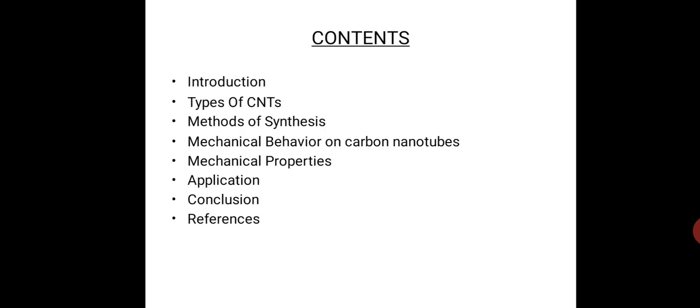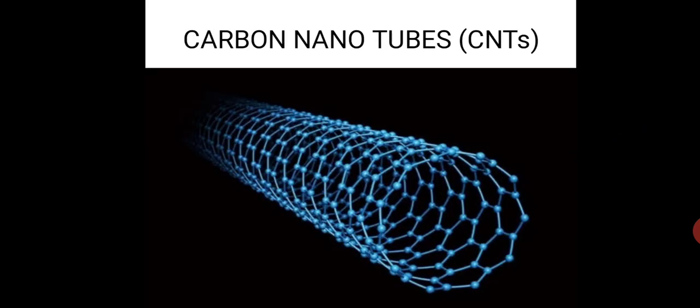So coming to the contents, we have introduction, types of CNTs, method of synthesis, mechanical behavior on carbon nanotubes, mechanical properties, applications, conclusions and references. So this is the basic structure of carbon nanotubes, so how they look.